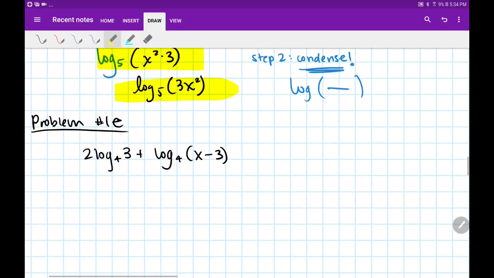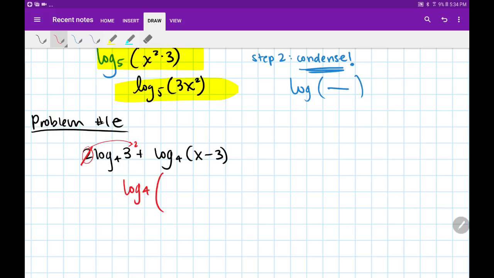Let's do problem number 1E now. Okay, step 1, make your exponents visible. So this 2 really used to come from, this 2 was really an exponent, and nothing else. Okay, we're ready to condense.